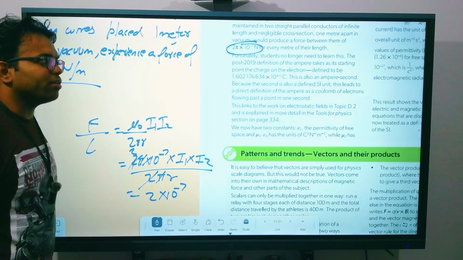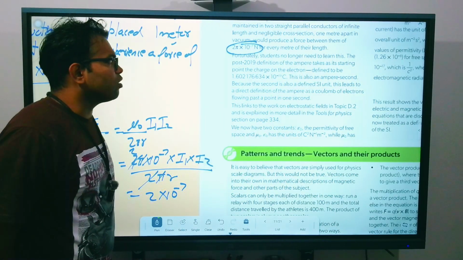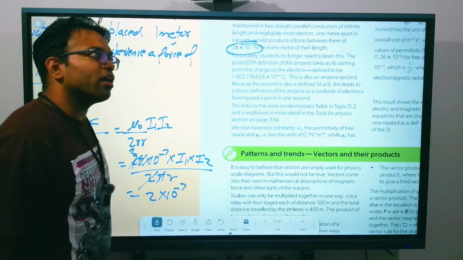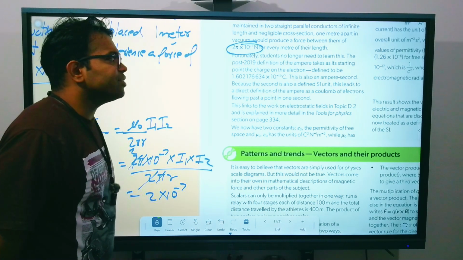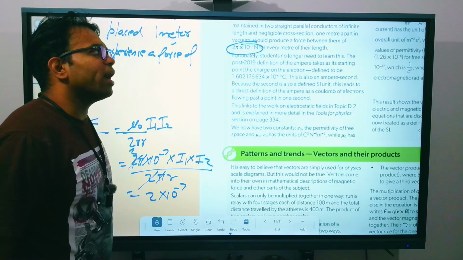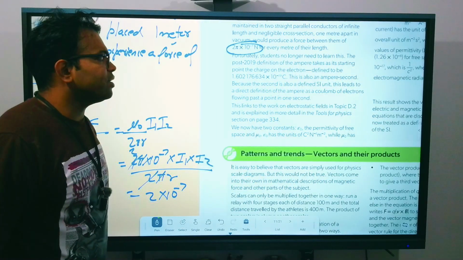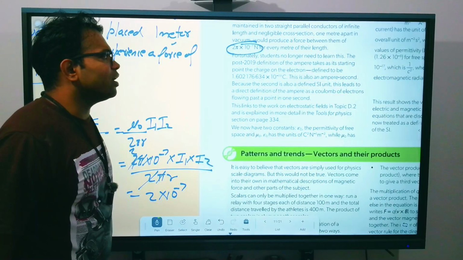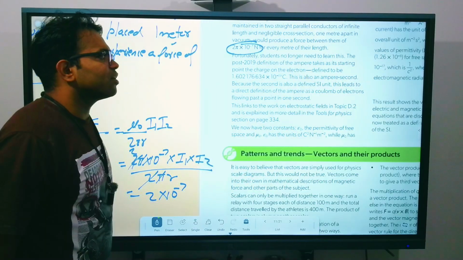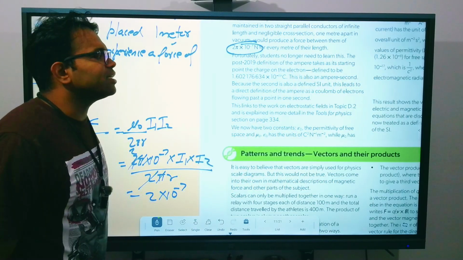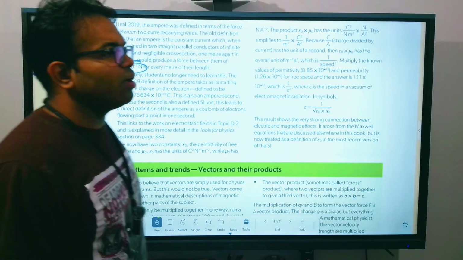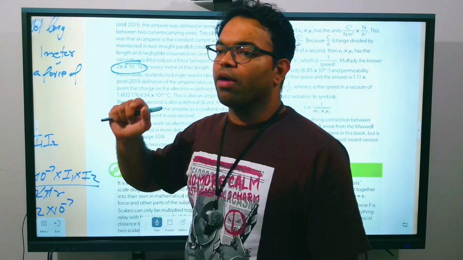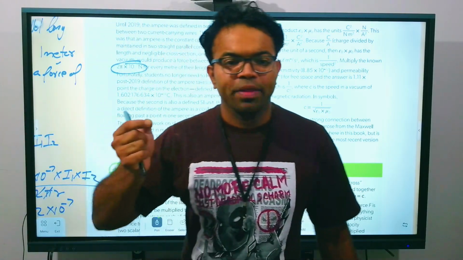Fortunately, students no longer need to learn this. This post 2019 definition of an ampere takes as its starting point the charge of an electron, defined to be 1.6 into 10 to the power minus 19 coulomb. This is also an ampere second, because the second is also a defined SI unit. This leads to a direct definition of ampere as a coulomb of electrons flowing past a point in 1 second. How many electrons? If 1 coulomb of electrons flows through a small cross-sectional area of a wire in exactly 1 second. Okay, it's like this.